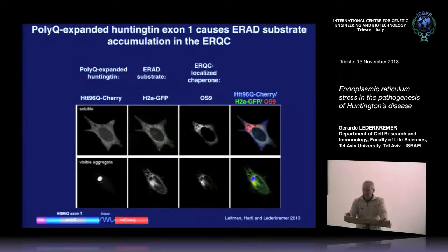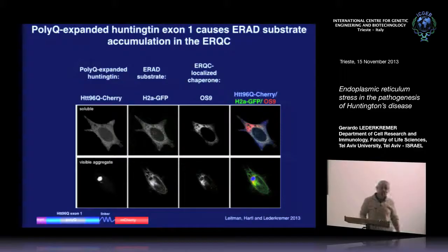Can we get a better resolution? Because in the biochemical experiment, you're looking at many cells, right? The average of a population, which is not synchronized exactly. Can we look at the individual cells? Now, the problem with individual cells, as I showed you, is that only when we have aggregates, you have the UPR, or the concentration of the protein in the ERQC, and not if the protein is soluble.